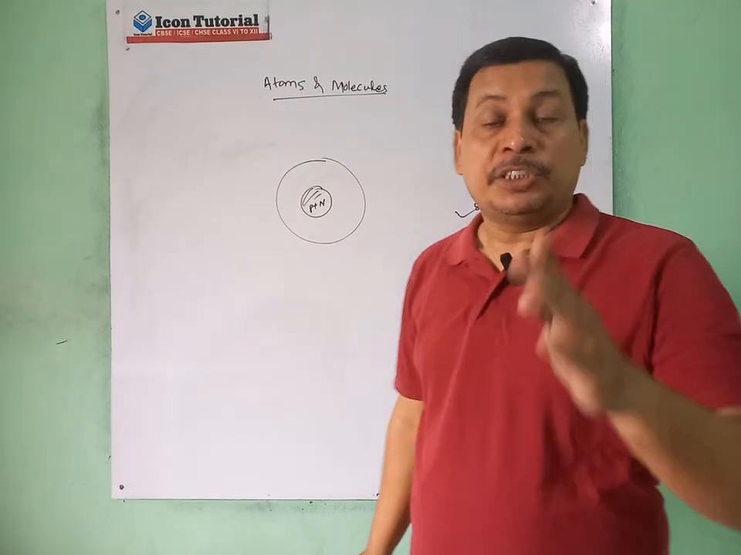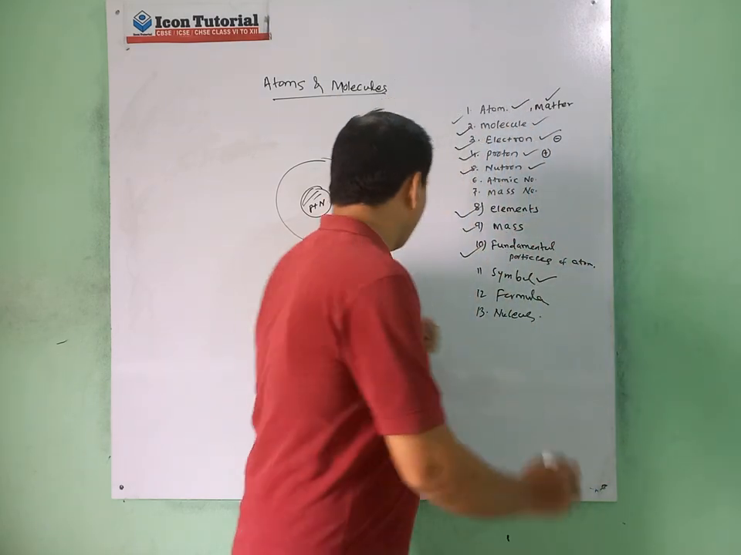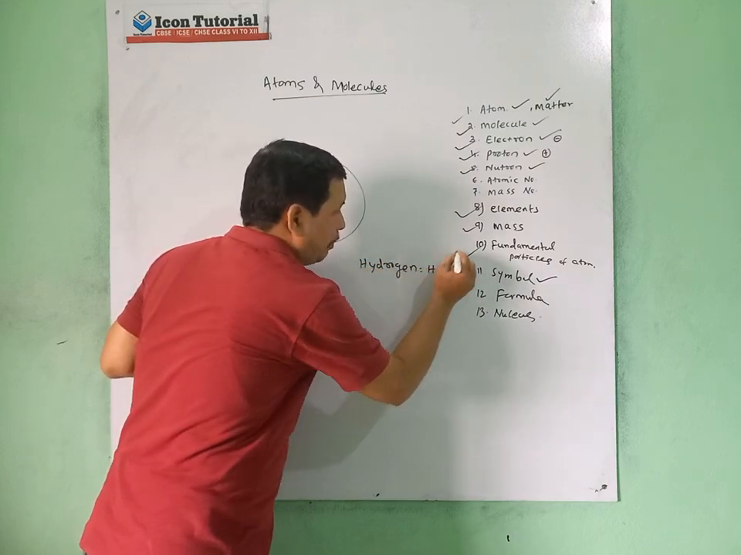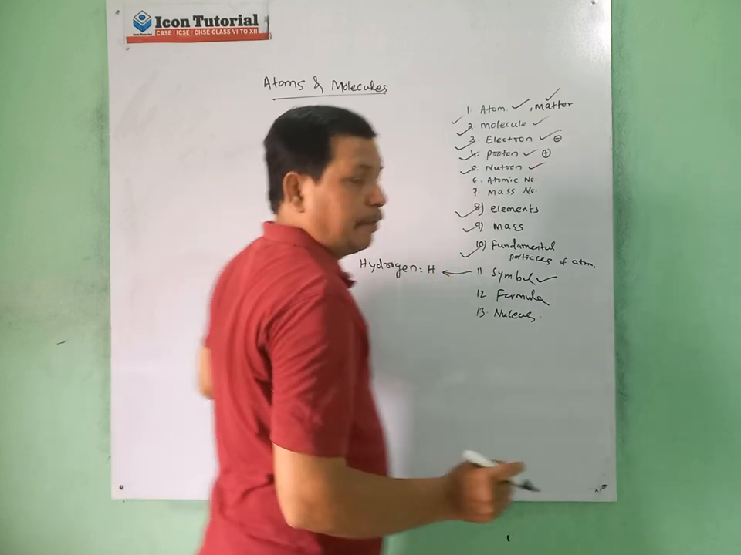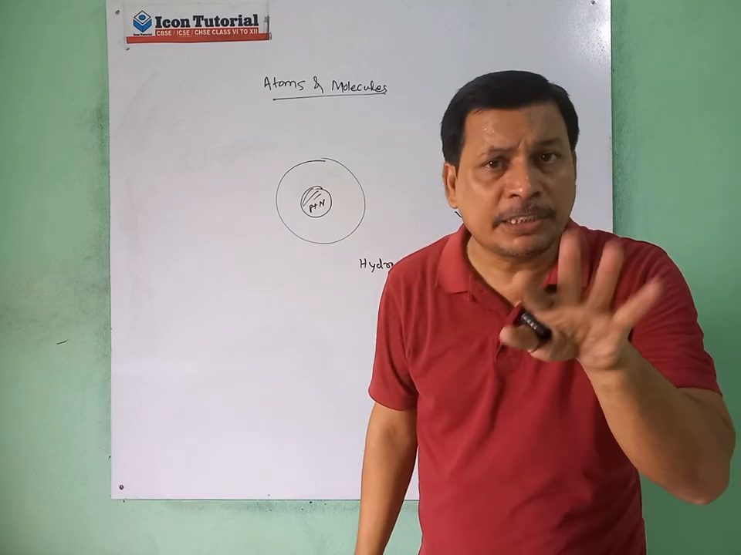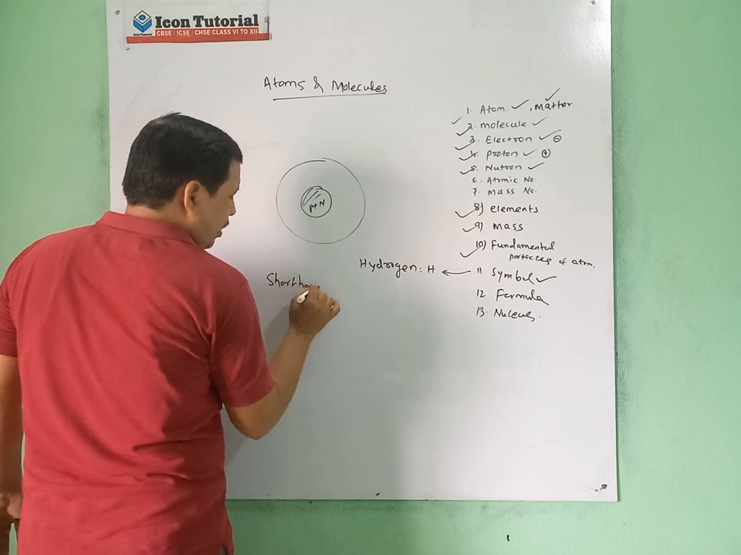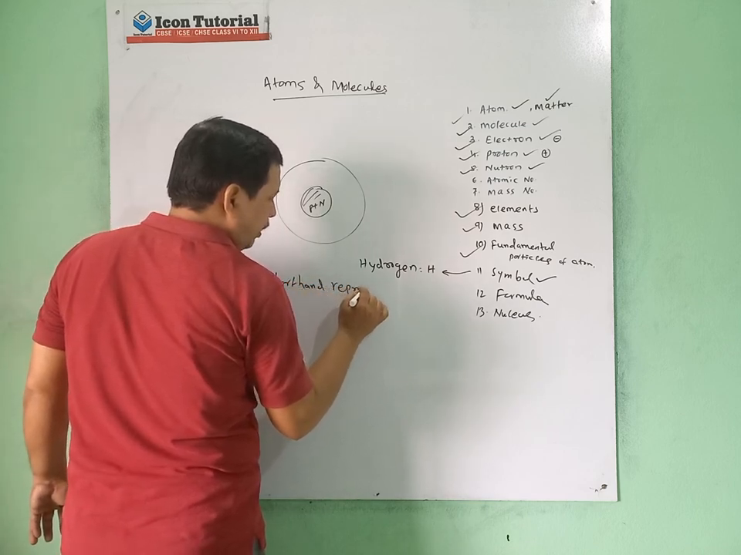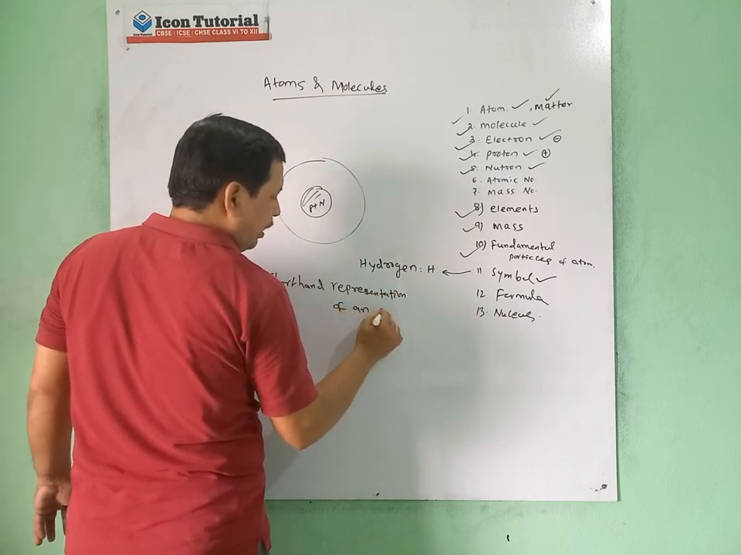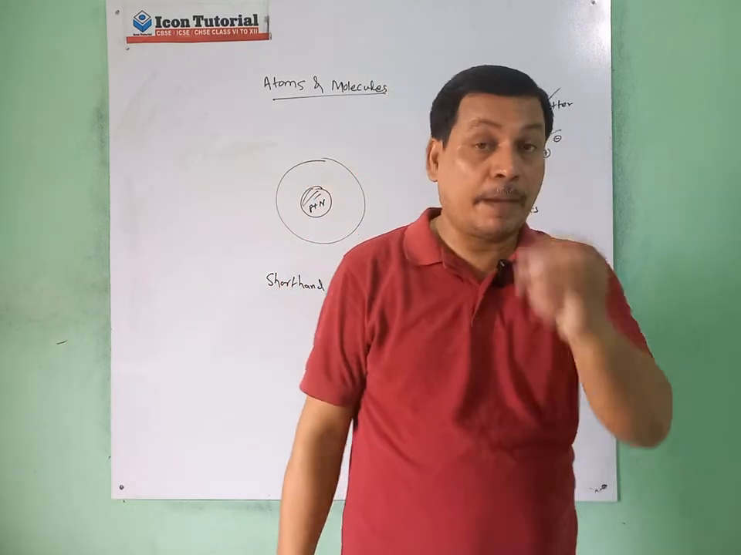So this is a symbol. What is symbol? The chemical symbol is the shorthand representation of an element. Hydrogen, H is the symbol. So look, this is symbol example: hydrogen, the symbol is H. That means a shorthand representation of an element is known as symbol, chemical symbol.